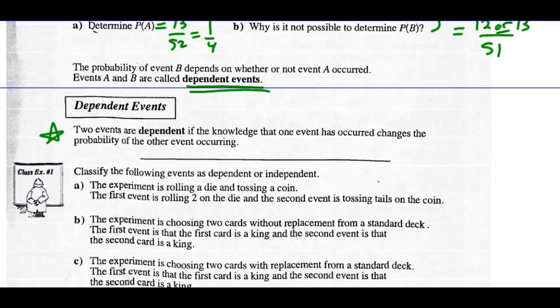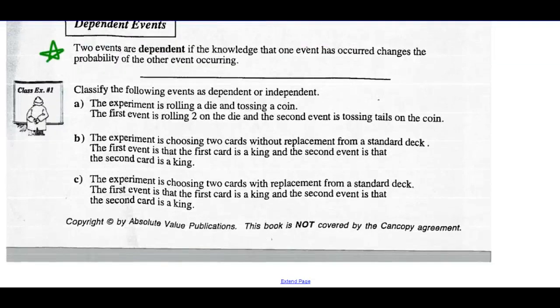Classify the following events as dependent or independent. So read through those, classify them, pause it, and then start it up and we'll see what we get. So A should be independent, B should be dependent, and C should be independent. If you're not sure why, you can ask in class tomorrow. All right, next page.